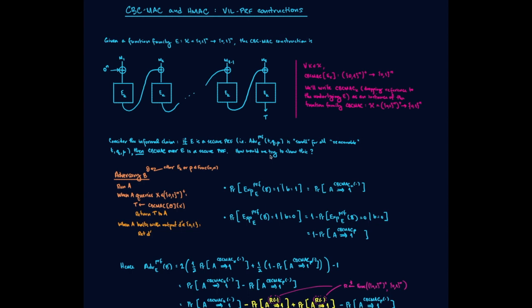In a previous video, we've been looking at how to build variable input length PRFs, and we looked at a high-level design given a compressing function or a hash function in particular, and a fixed input length PRF, of combining these two together to build a secure variable input length PRF.